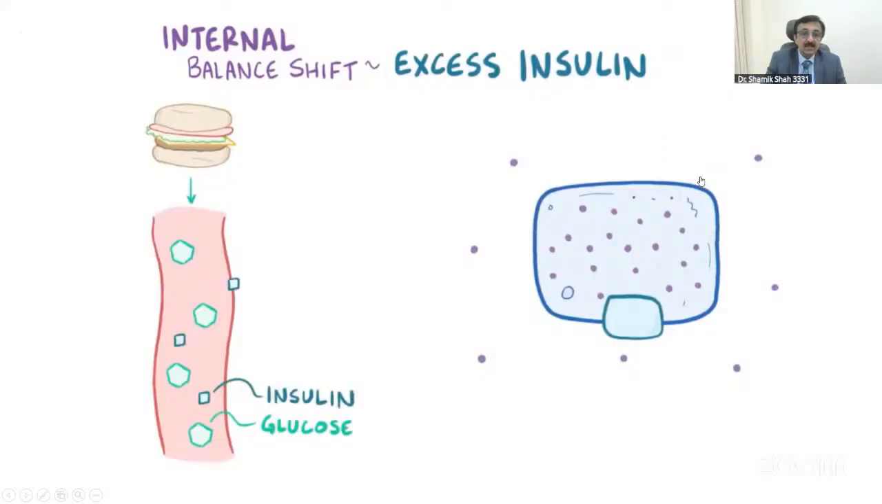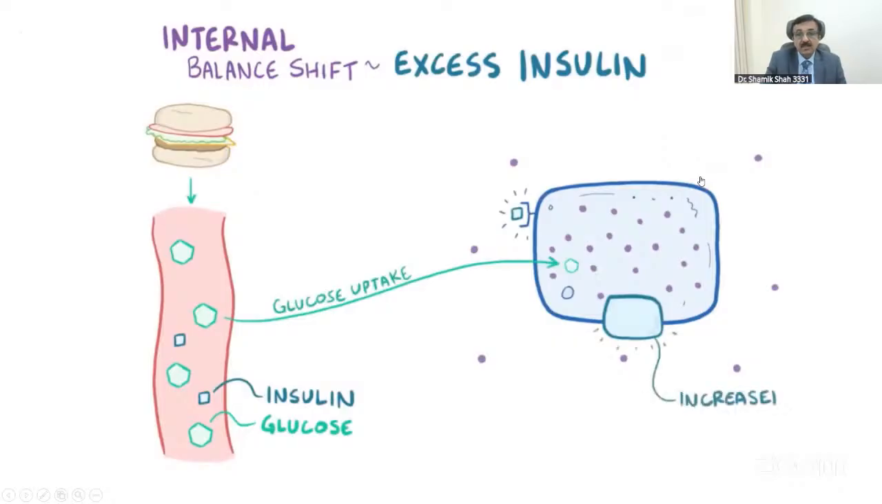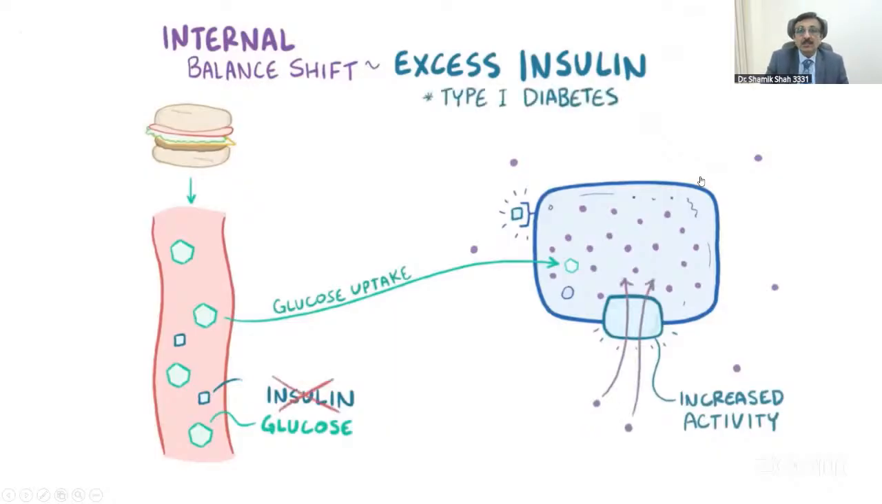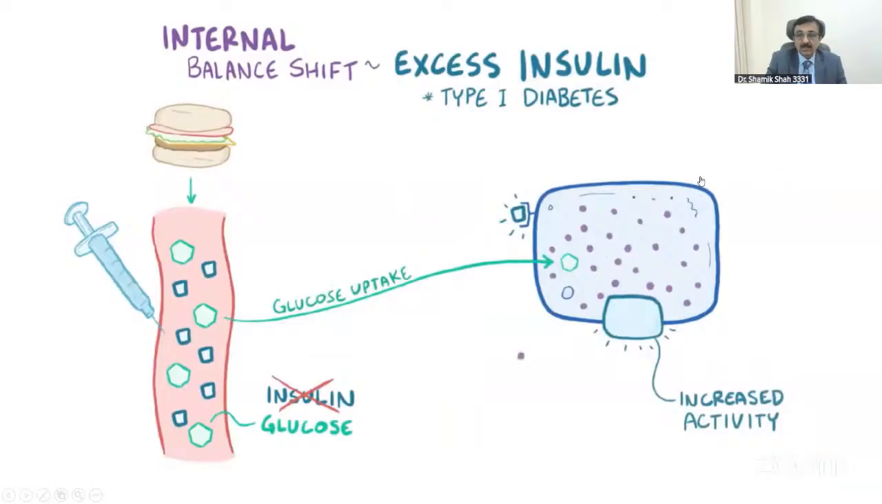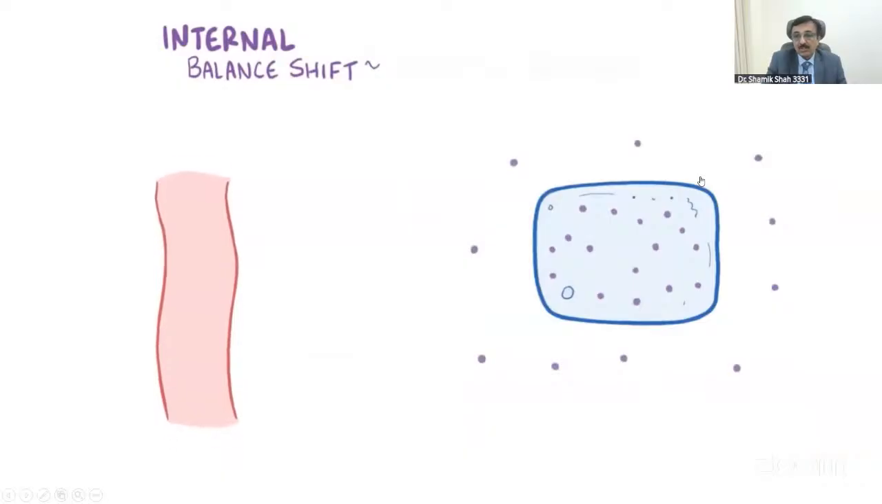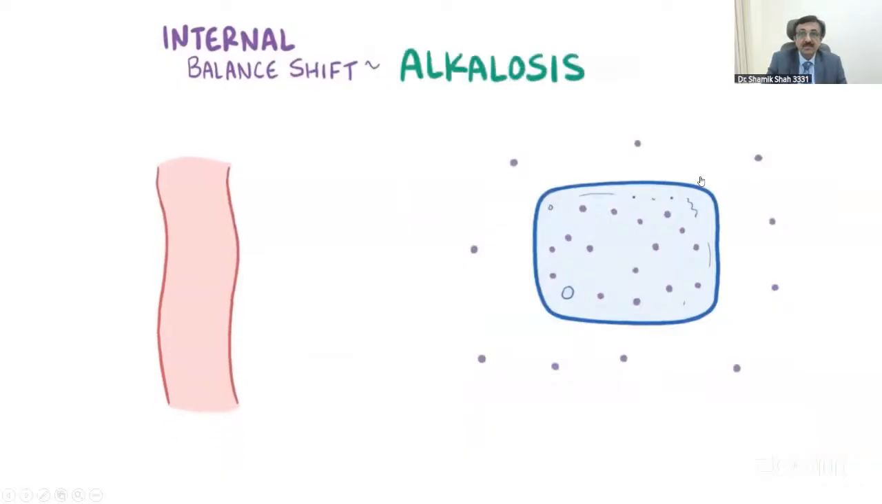Now, when we talk about internal balance shift, an important component is insulin. When we ingest a meal, glucose is ingested and insulin is secreted, right? The insulin acts on the cells to increase the glucose uptake and also increases the activity of the sodium potassium ATPase pump. So in people who have type 1 diabetes, this is a problem. They do not make insulin, and sometimes if more insulin is given from outside, or there is an increased dose, there is an increased activity of the sodium potassium pump, which pulls all the potassium inside the cell.